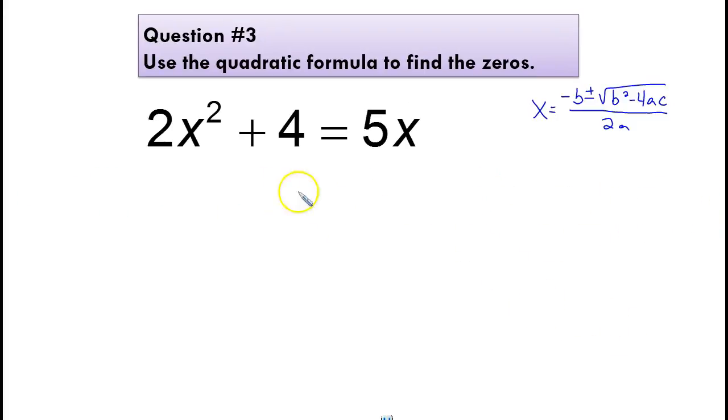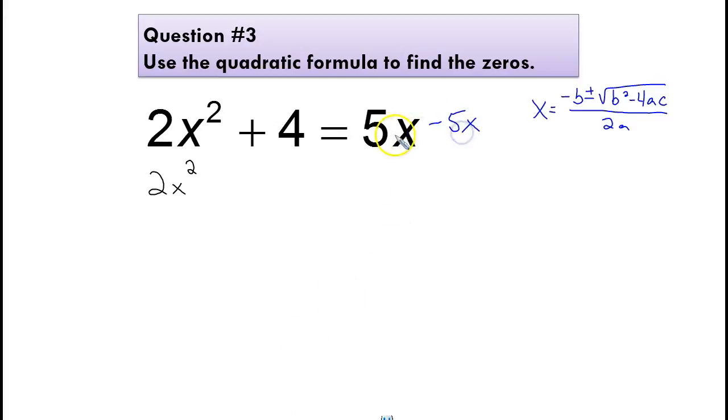Question number 3 is not in descending order, is it? So we are going to have to reorder things here. The 2x squared is good. That can go first. But the next part needs to be this x. And how do I get an x across an equal sign? Well, I'm going to have to use an opposite operation.